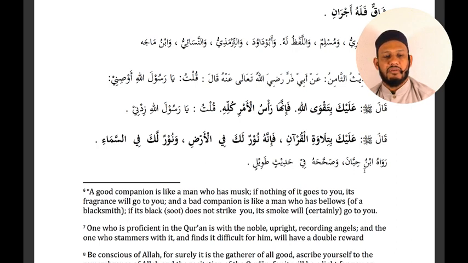Wa nurun laka fis sama, and it is a nurun, an illumination, for you in the heavens. Meaning what? It illuminates the heavens as well. And there are different versions of the hadith. One version says, wa dukhrun laka fis sama, it is like a store, like a treasure for you in the heavens. Another version says, wa dhikrun laka fis sama, it is a remembrance for you, a mention for you in the sama. What do all of those things mean?